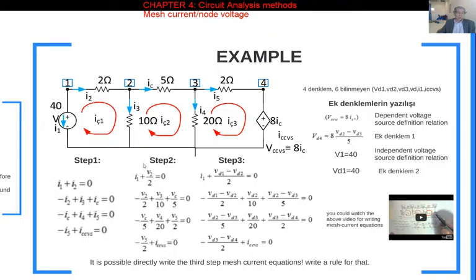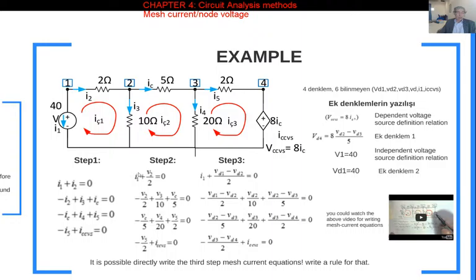So the second step, we are going to replace the resistors. We are going to use the resistors' definition relation and transfer the resistor currents to their voltages. Here, I2 is this 2 ohm resistor's current. When you replace it with the voltage V2 over 2, 2 is the resistor's resistance, V2 is the resistor's voltage. So V2 over 2 is equal to I2. That is the usage of the definition relation of this resistor.